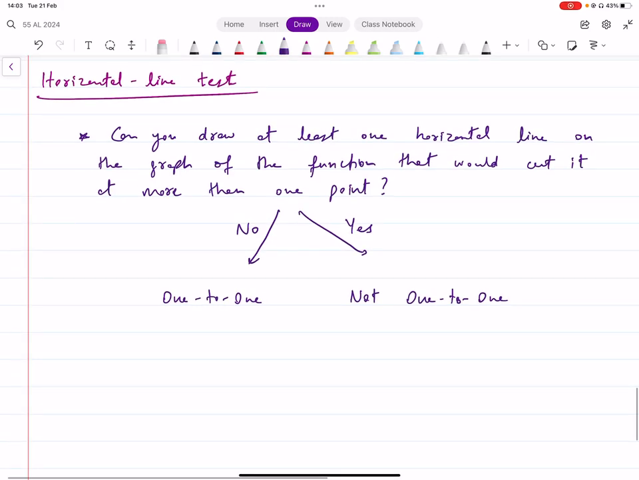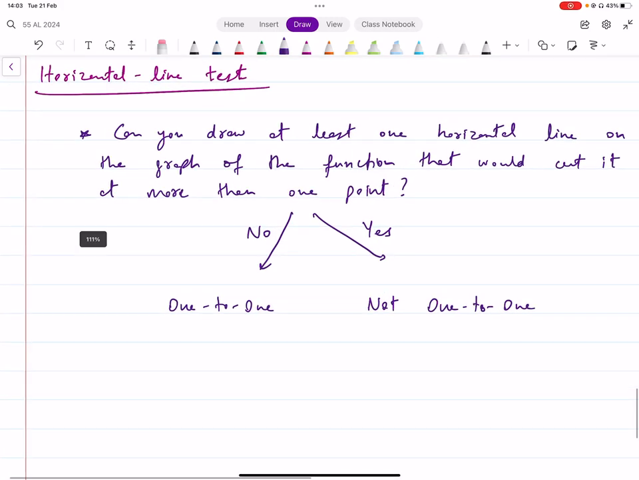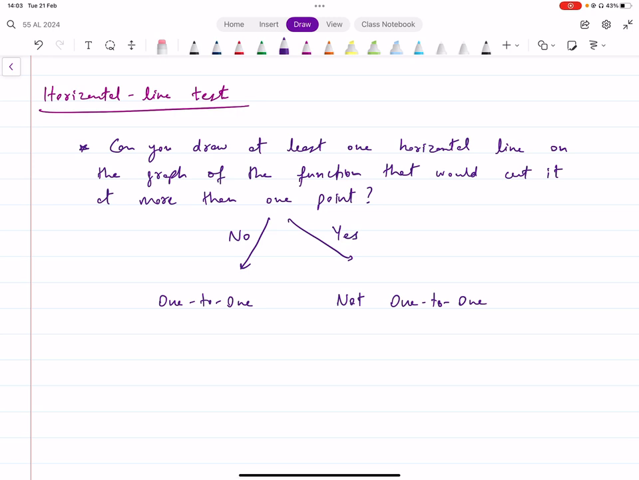All right, so that's what the horizontal line test says. If you can draw at least one horizontal line on the graph that cuts the graph at more than one point, then it's not a one-to-one function. If you cannot draw any such line, then it is a one-to-one function. All right, that's what the test says.